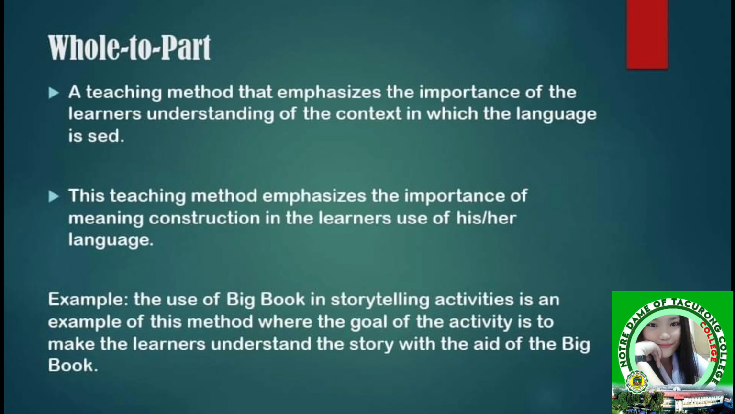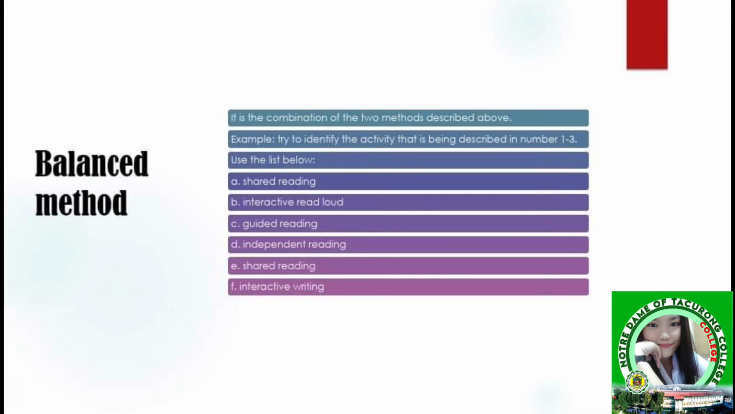Whole to part is a teaching method that emphasizes the importance of the learner's understanding of the context in which the language is used. This teaching method emphasizes the importance of meaning construction in the learner's use of his or her language. For example, the use of a Big Book in storytelling activities is an example of this method, where the goal of the activity is to make learners understand the story with the aid of the Big Book. Balance method: it is a combination of the two methods described above.